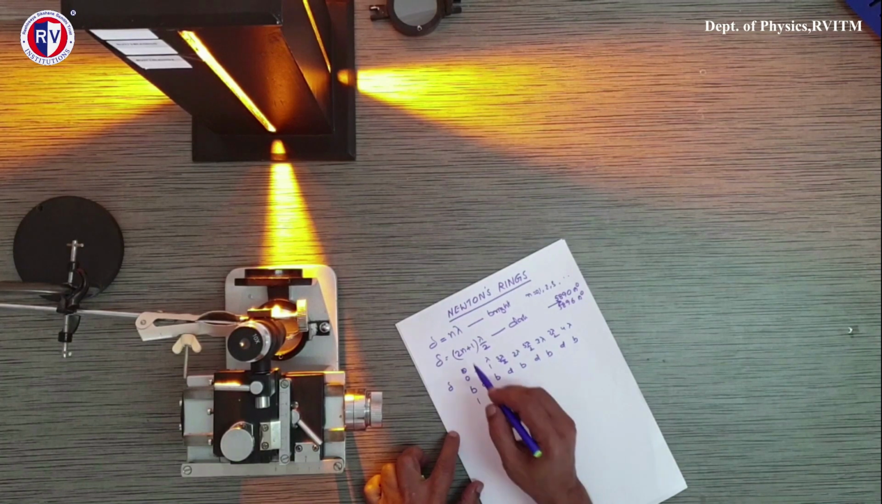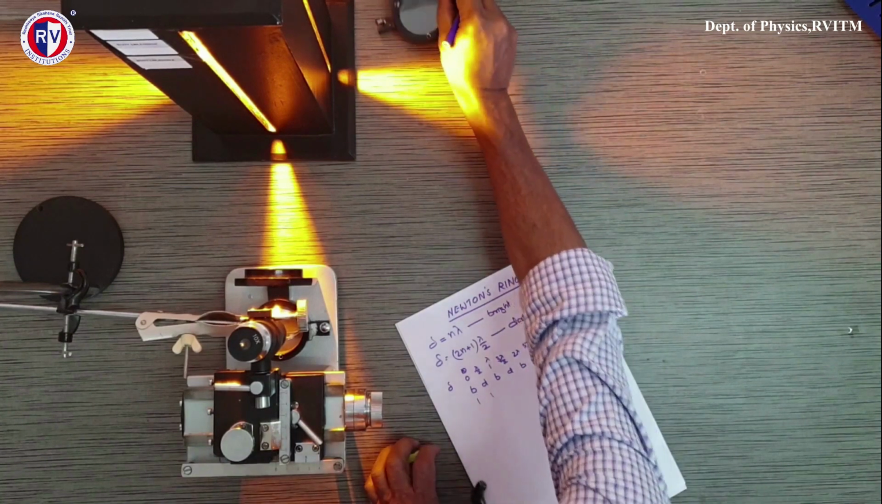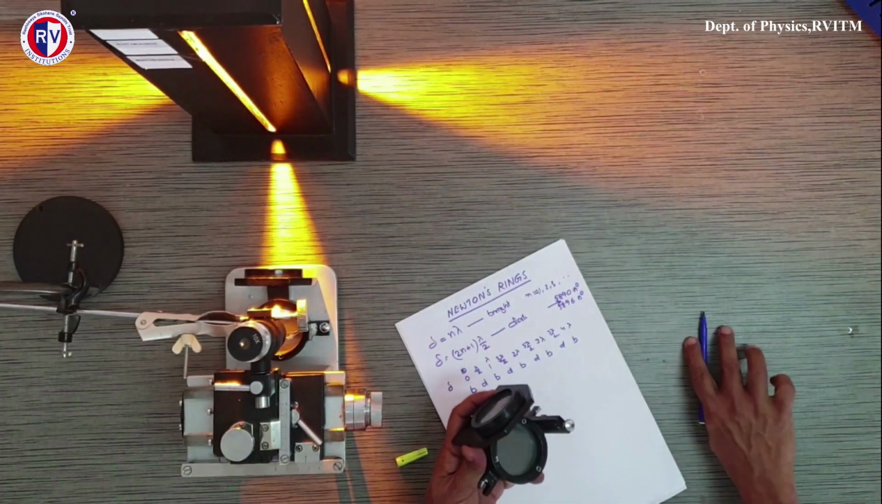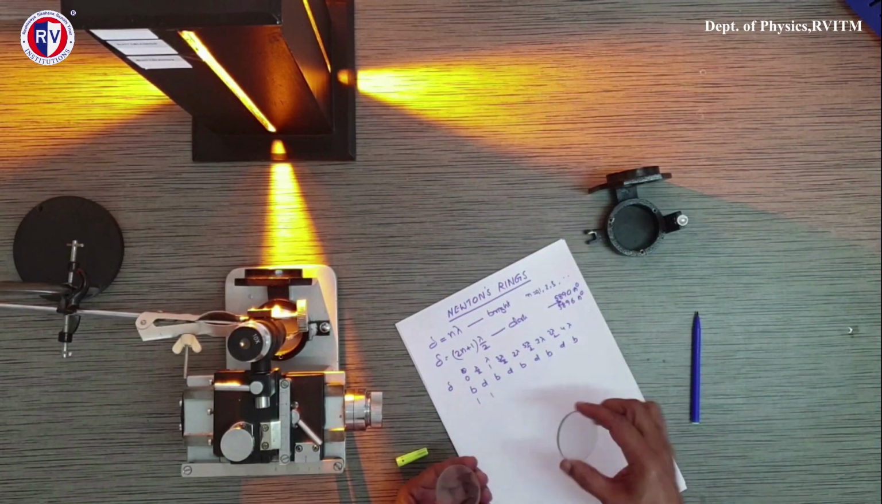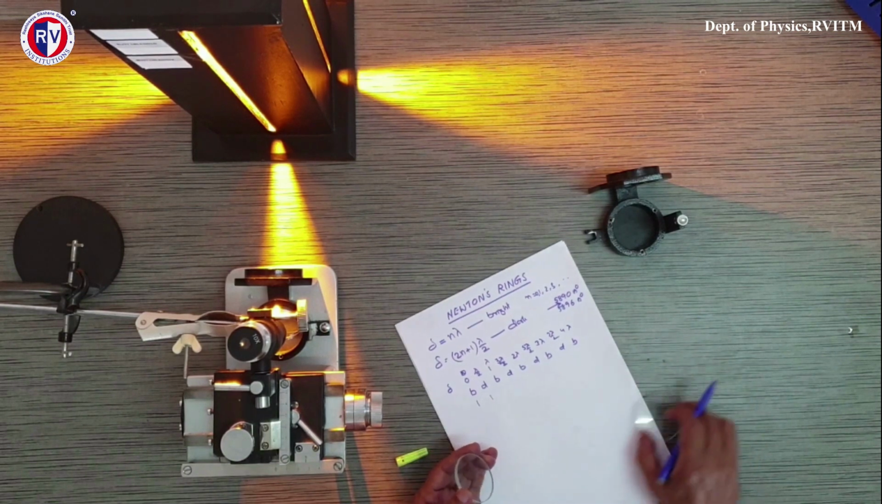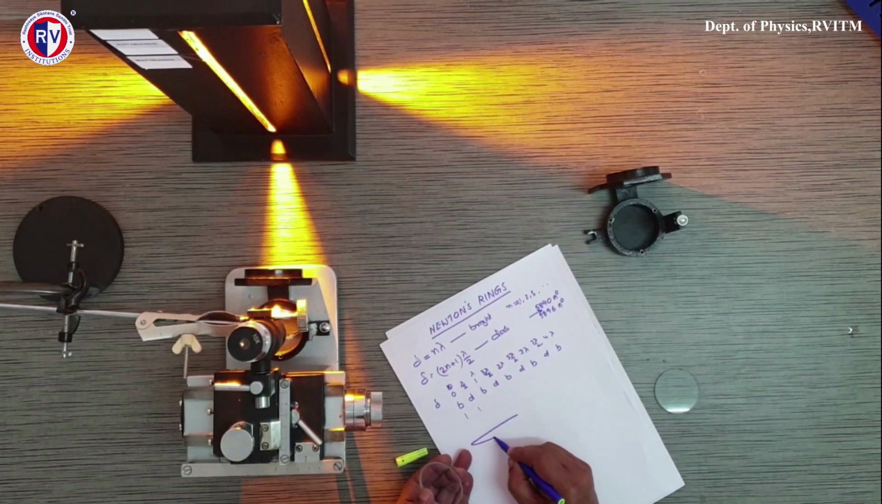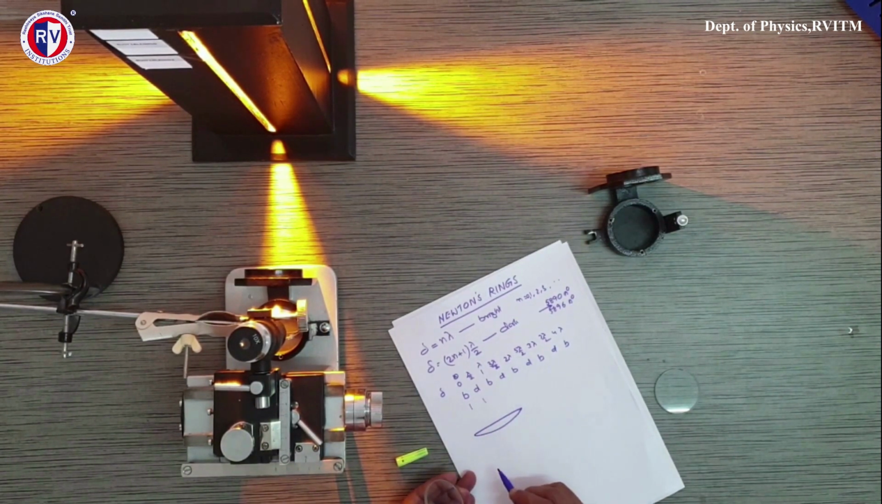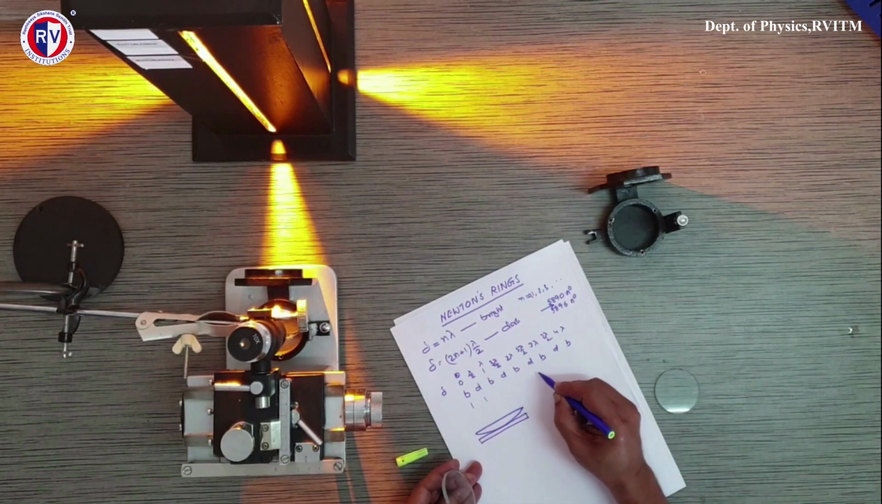Now in this case, to make the path difference between the rays, what we are using is a setup like this: a plano-convex lens. Plano-convex lens means one surface of the lens is plane and the other surface is convex. This is called a plano-convex lens. And below we are keeping a plain glass plate like this. This is the setup. Our experiment here is to find out the radius of curvature of the plano-convex lens.